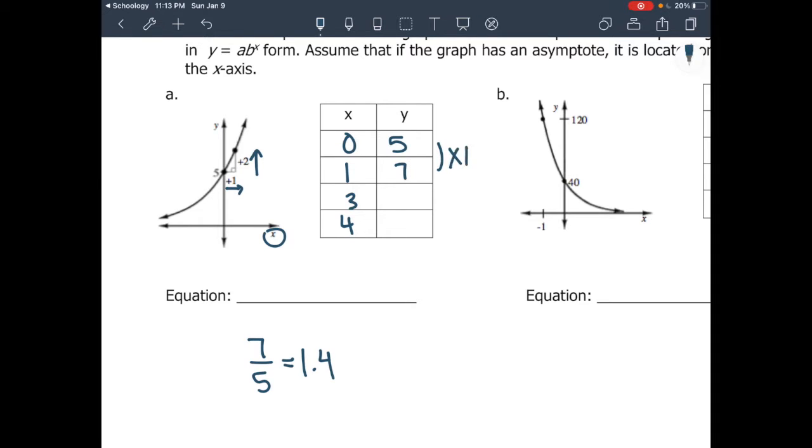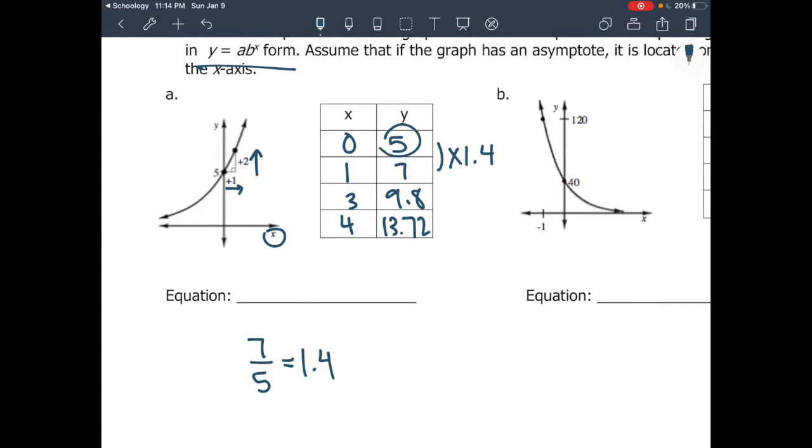So times 1.4. I already have everything to write my equation, but I'm just going to pop in the rest of these numbers into this table. So I'll multiply 7 times 1.4 to get to the next number, which is, sorry, I just picked up my calculator, 9.8. And then I take that number again and I multiply that by 1.4, which is 13.72. So now that I have all that, I can write my equation.